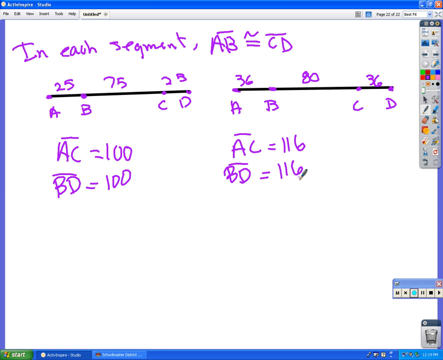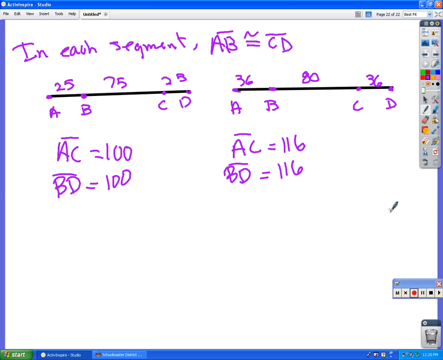They're similar. What's true about AC and BD in this case over here? They're the same. Okay. What had to be true in the beginning for that to happen? What did we know to start with for those two overlapping segments to end up being the same?